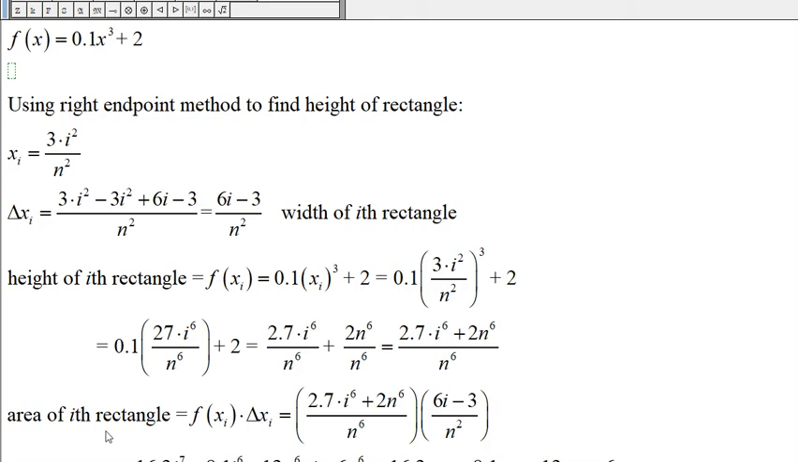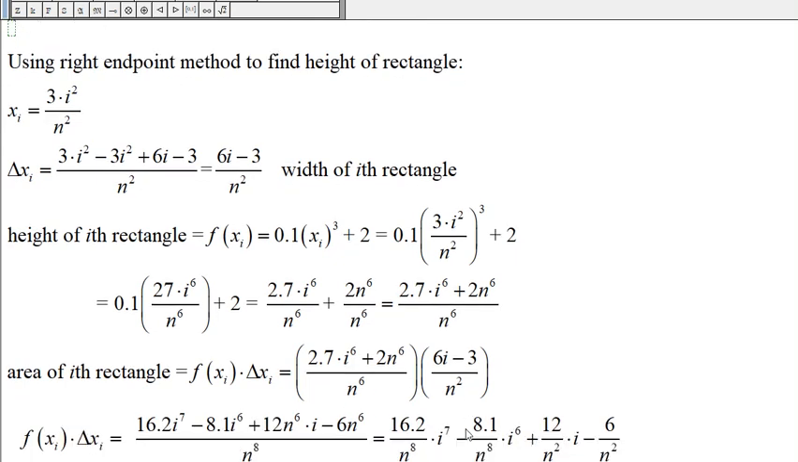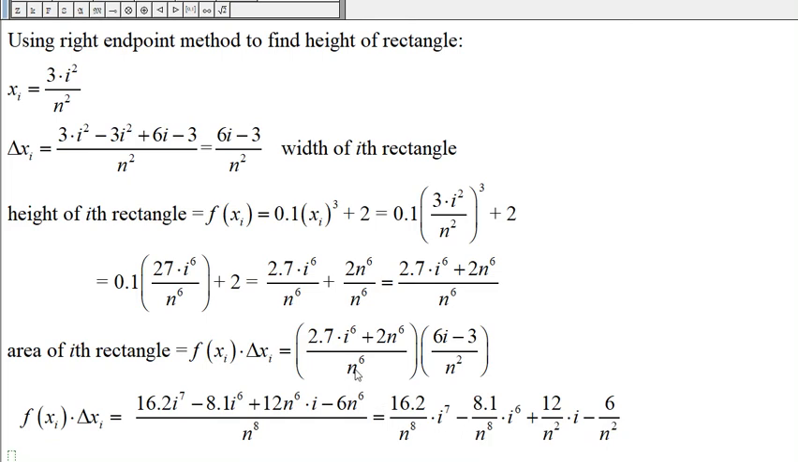And now let's get the area of the ith rectangle. And so it would be the height times the width. This is the height, and then the width is 6i minus 3 divided by n squared. So this is the height, this is the width of the ith rectangle. The bottom, n to the sixth times n to the second, is n to the eighth. And then the top, we just multiply this out, and it comes out to be 16.2 i to the seventh minus 8.1 i to the sixth plus 12n to the sixth times i minus 6n to the sixth.